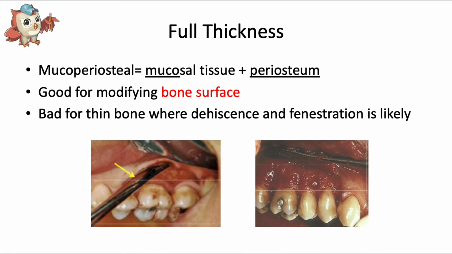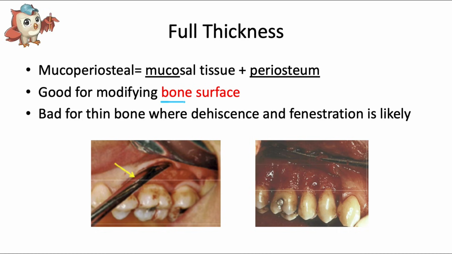So first we have the full thickness flap. This is also called a mucoperiosteal flap because it lifts both the mucosal tissue and the periosteum. Periosteum is the membrane of nerves and blood vessels that tightly wraps the bone. So the full thickness of soft tissue, including that highly vascular periosteum, is reflected to expose the underlying bone.